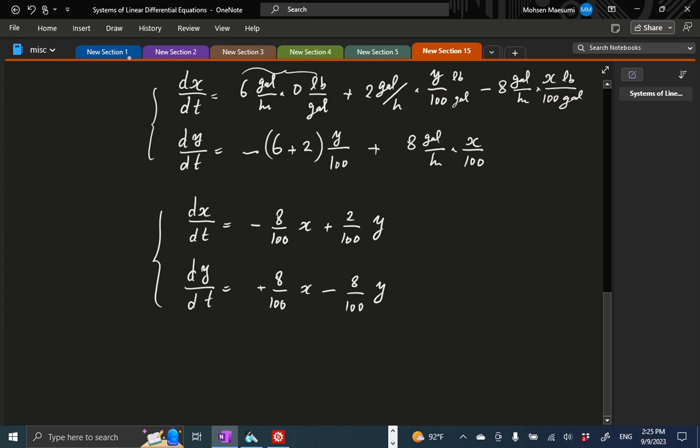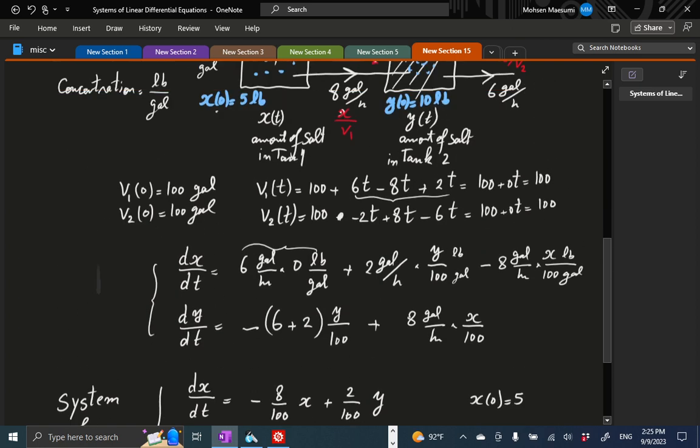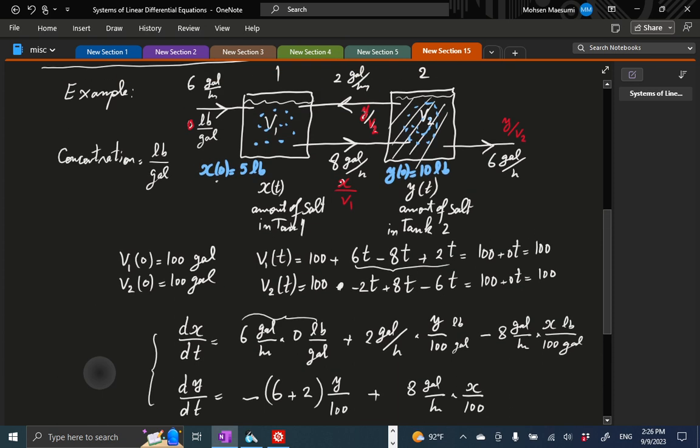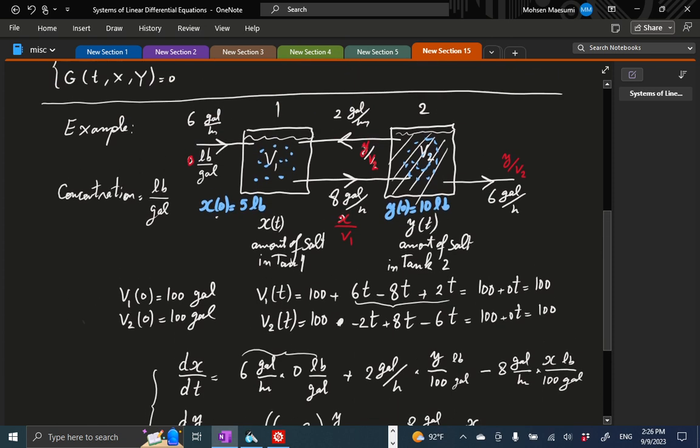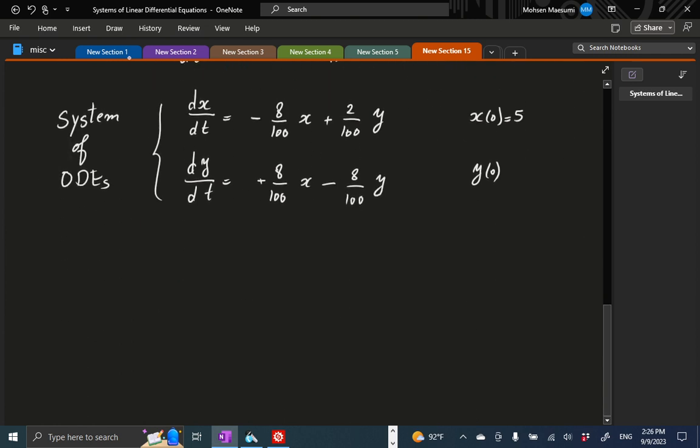Well, what do you have? We have a system of ODEs. And then we have an initial condition, like in the first tank we had 5 pounds. In the second tank we had, oh yeah, 5 and 10. So we made some assumptions. So that is the initial conditions.